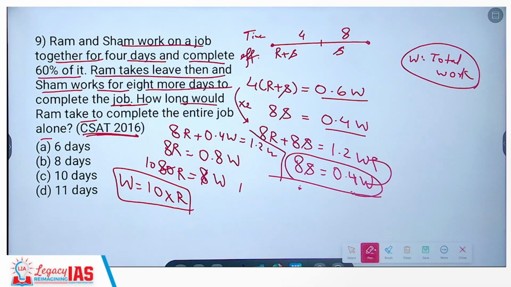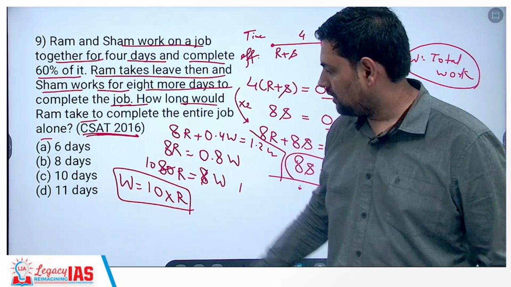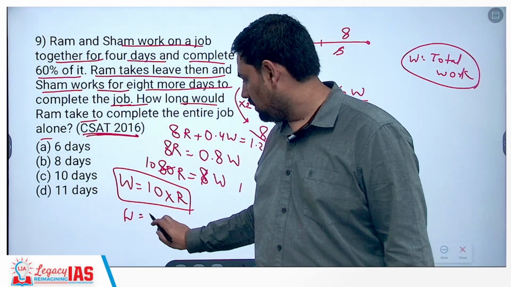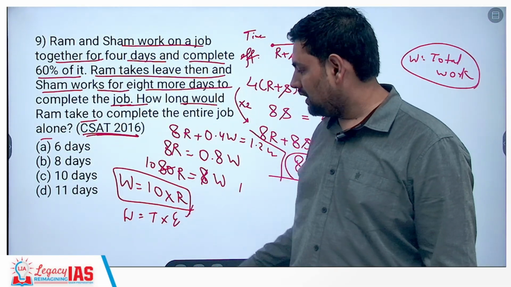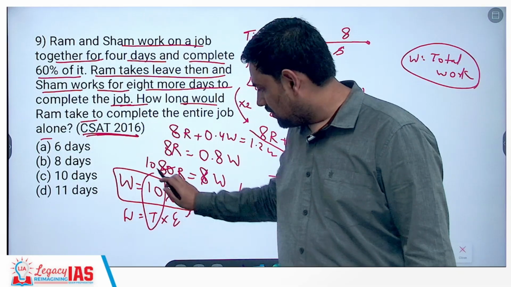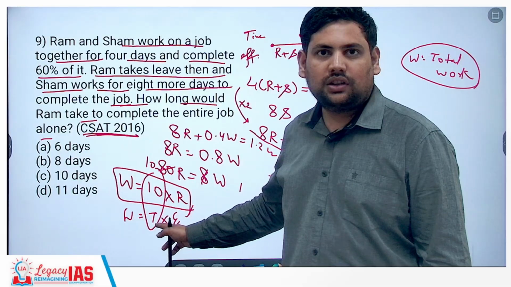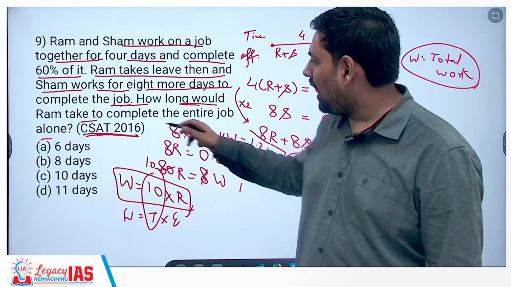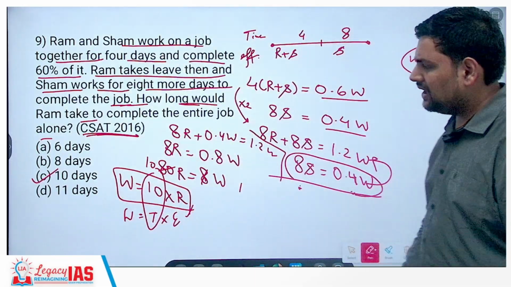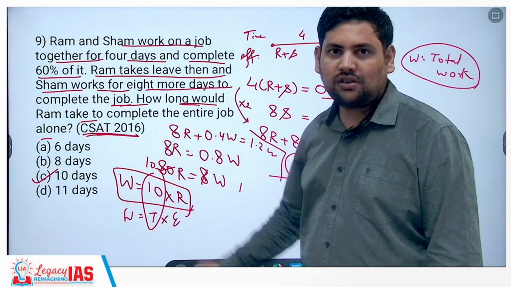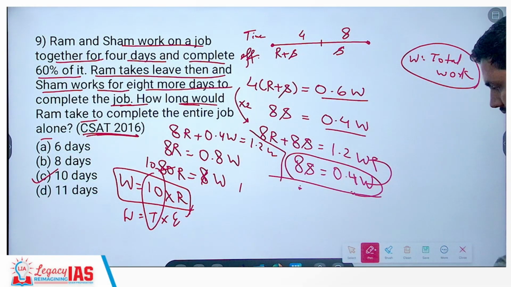Have you seen some expression like this before? Yes, this is nothing but work is equals to time into efficiency, because R was the efficiency. So this part is done. What you are getting is actually the time taken by R to do it completely alone. Correct? And that is what is asked: how long would R take to complete the entire job? So this will be how many days? 10 days. By simple comparison, you can get to it. Understood? Okay. Now, next question.